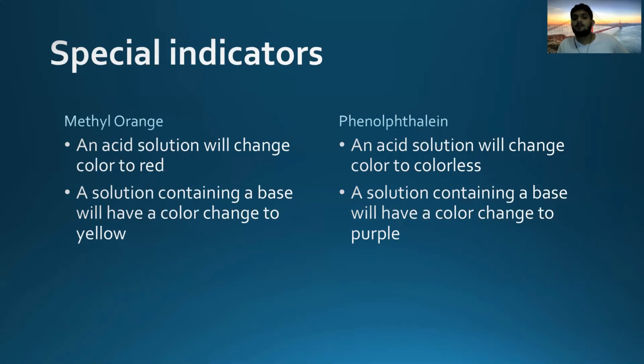If you add phenolphthalein into an acid solution, it will be colorless. If you add phenolphthalein into a base, it will be purple in color. So you will see a distinguishing purple color. Keep in mind these color changes because they are very important in answering questions.